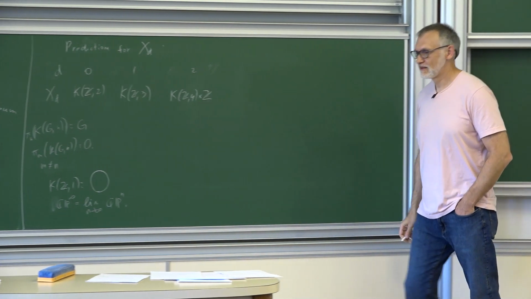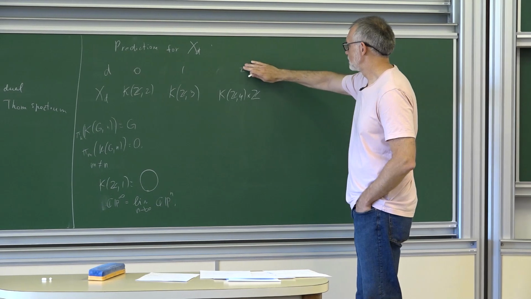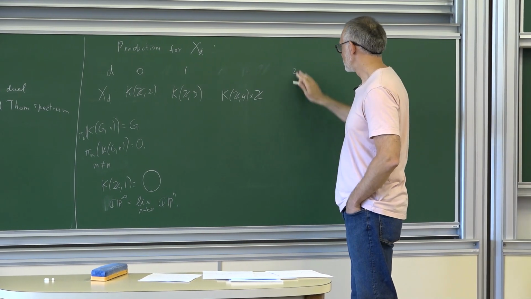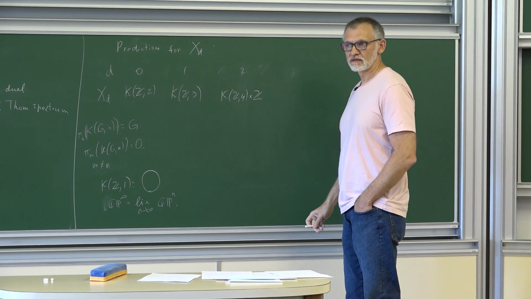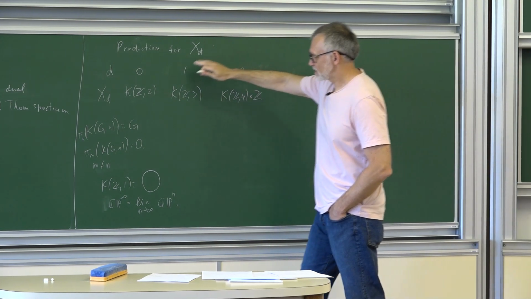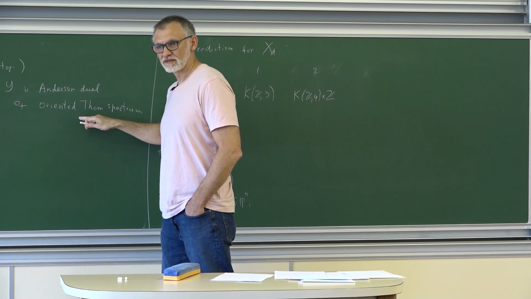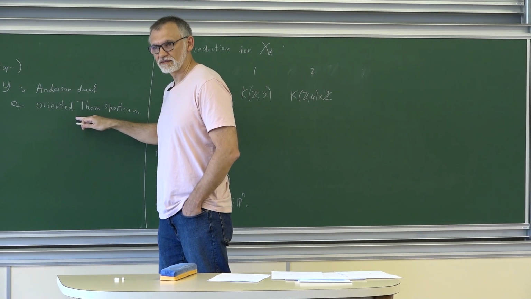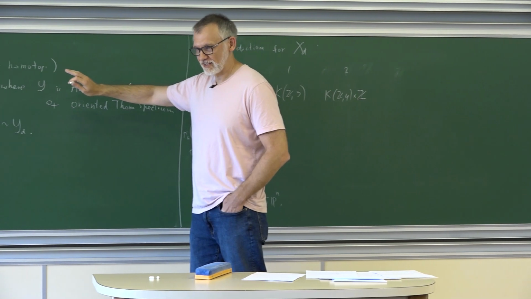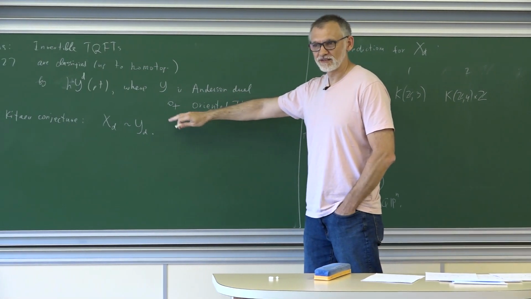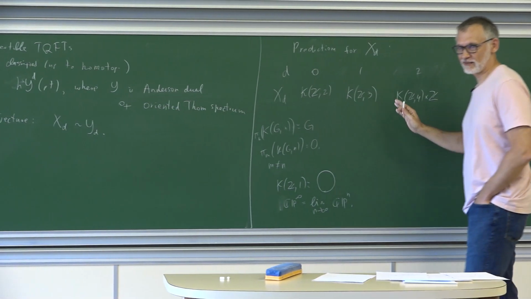Okay, so then how can you know that it is times Z if your theory only knows about based spaces? No, I'm saying this is a prediction for this spectrum, which is the Anderson dual of the cobordism spectrum. This is what I'd like to check.